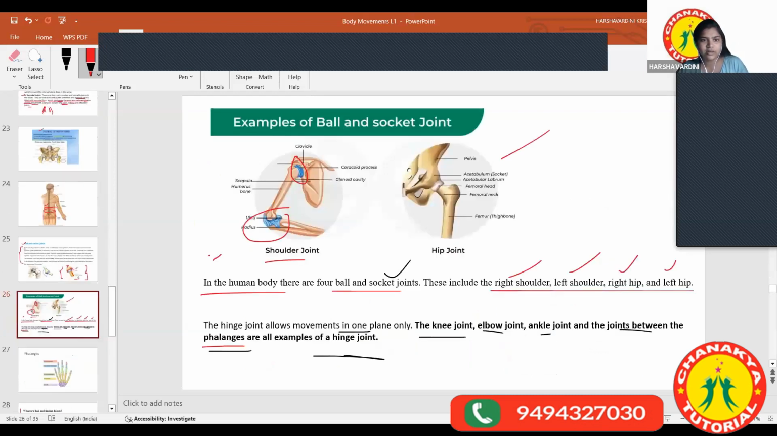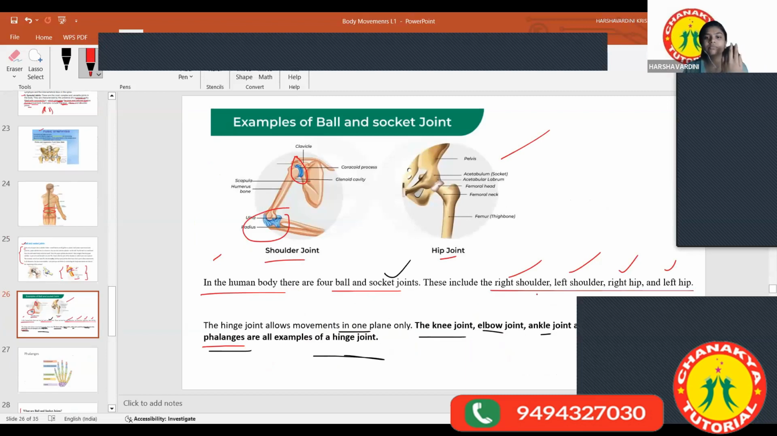So see here, shoulder joint and hip joint. In our human body there are 4 ball and socket joints. You have to remember how many ball and socket joints there are, how many hinge joints there are, these things. They include the right shoulder, left shoulder, right hip and left hip.